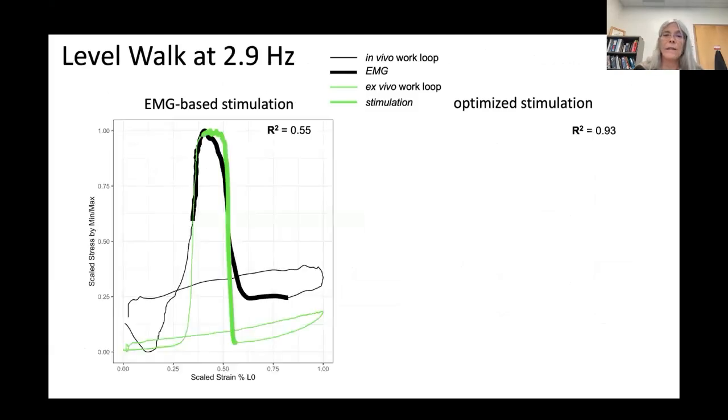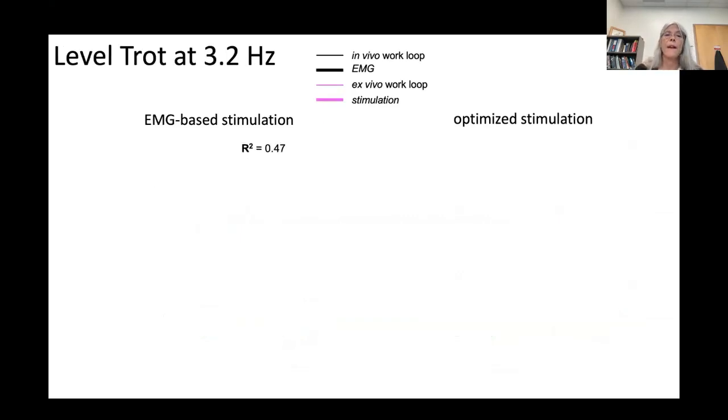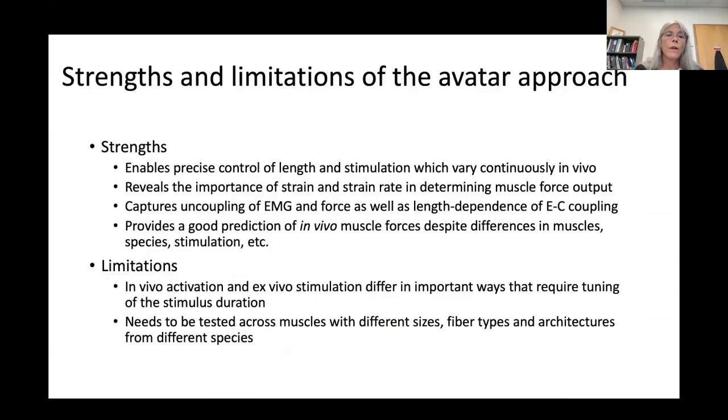And I think in the interest of time, I should skip over these really quickly, but this just shows Caitlin's optimized stimulation protocol, where she actually shortens the duration of stimulation, and that greatly improves the fit. So Greg, to answer your question, we actually scale the activation based on the rate of the passive force rise, and then we scale the stimulation by shortening the delay to account for the fact that the muscle force decreases much slower in the avatar than it does in vivo. And the same for trot and gallop.